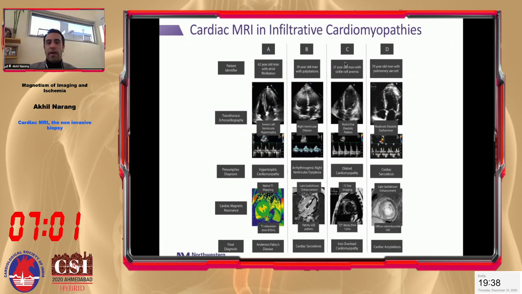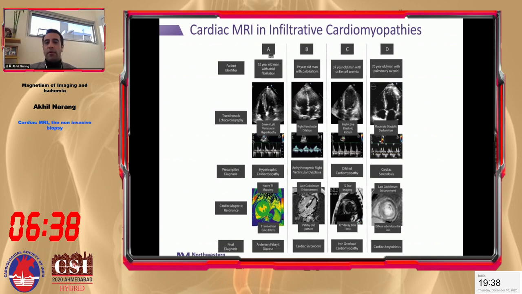Okay. I was mentioning that in this case, it's a 39-year-old male with palpitations who had right ventricular dilation on echocardiogram. The presumptive diagnosis was arrhythmogenic right ventricular dysplasia. However, the patient was sent for an MRI, and the pattern of late gadolinium enhancement really diagnosed cardiac sarcoid. So you can see with MRI, you can really change the diagnosis, prognosis, and management of patients.